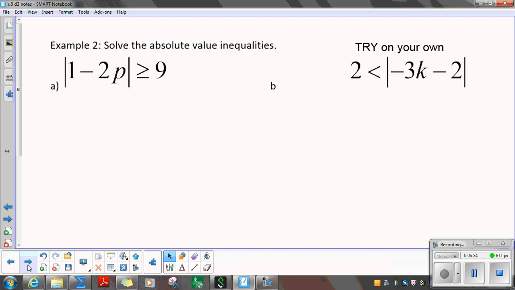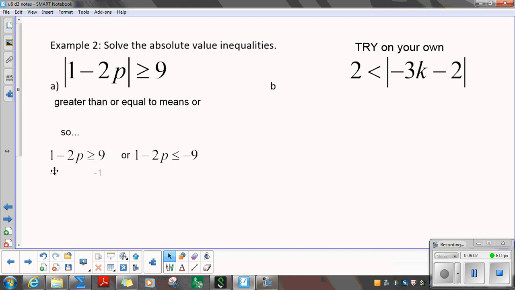Example 2. This is where you solve it. Okay, so a greater than or equal to means it's an OR statement. So my first inequality is going to be 1 minus 2p is greater than or equal to 9. My second one, I flip the sign to make it less than, and I change 9 to be negative. Okay, now to solve it, I just go ahead and solve these two inequalities.